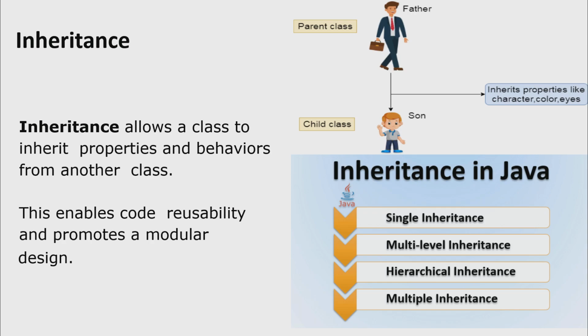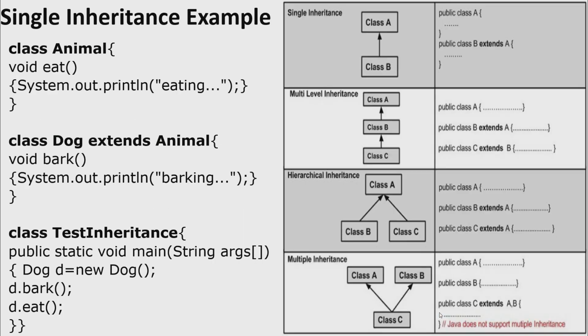Inheritance in Java has 4 types: single inheritance, multi-level inheritance, hierarchical inheritance, and multiple inheritance. What is single inheritance? Deriving a class from one base class is called single inheritance. There will be one child class and one base class.